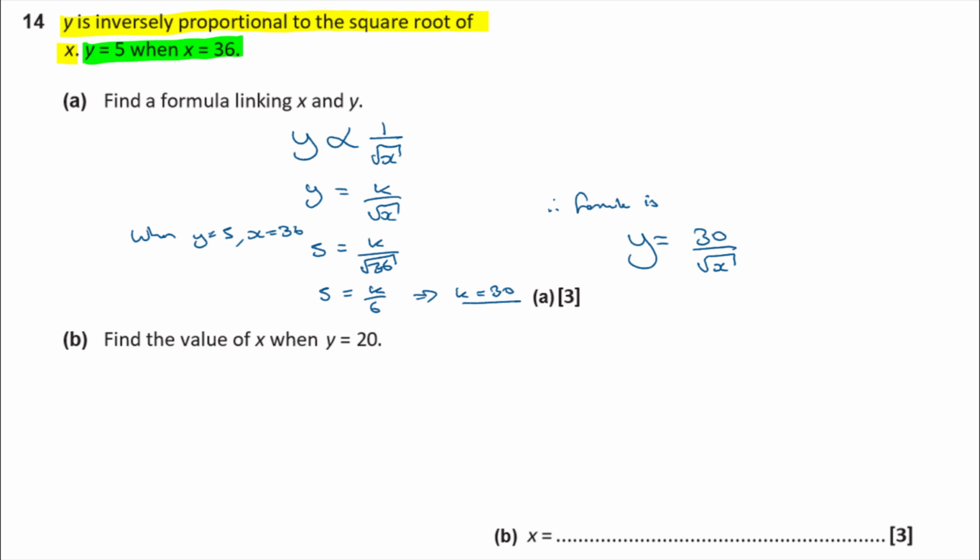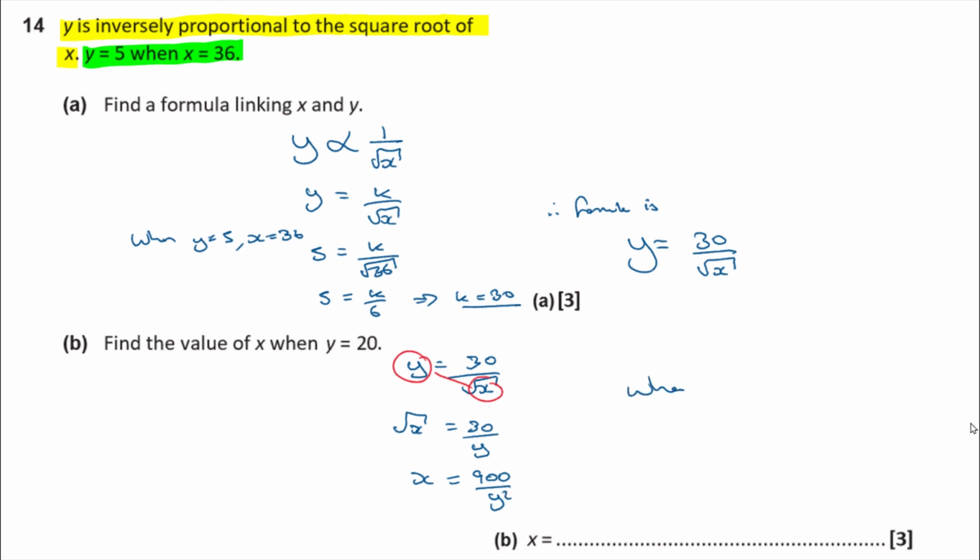Okay, so that's my complete formula. Part B says find the value of x when y is 20. So now we need to sub into our formula and find x given y. It's a little bit annoying because we've got a formula in terms of y, and we want to find x. So probably the first thing to do would be to rearrange and make x the subject. So y equals 30 over root x. Let's cross multiply these and say that root x equals 30 over y. And then squaring both sides, I'm going to get x equals 30 squared, which is 900, over y squared.